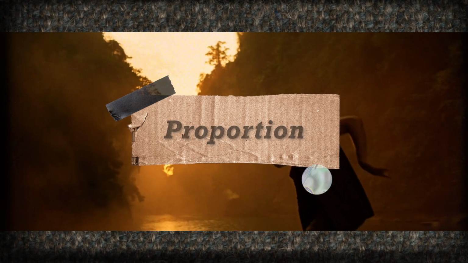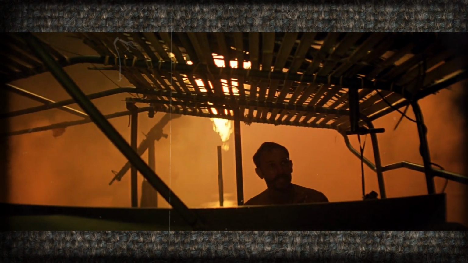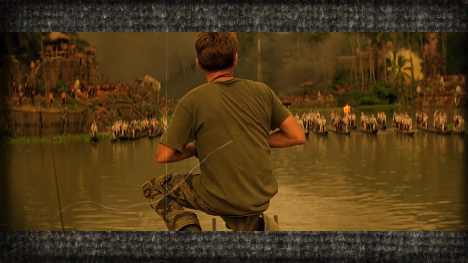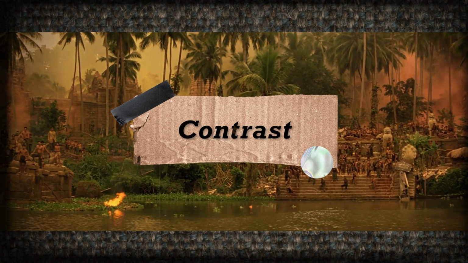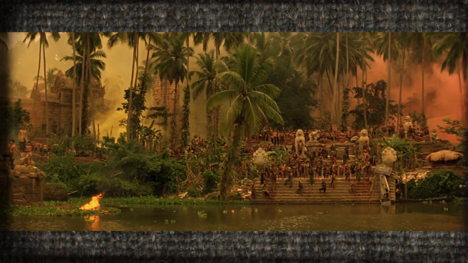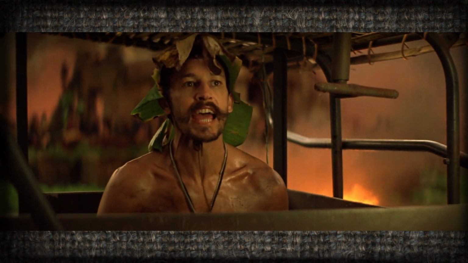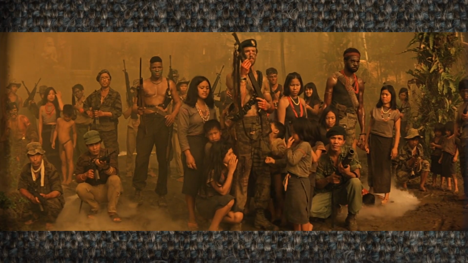Proportion. Proportion is the relative size and scale of elements in the image. It's important to consider the proportion of objects in the foreground, middle ground, and background to create a sense of depth and perspective. Contrast. Contrast is the difference between light and dark, or between colors. It can be used to create a sense of excitement, drama, or tension.